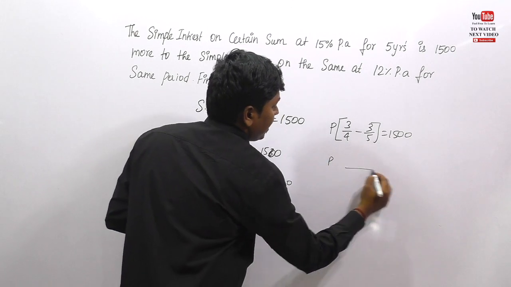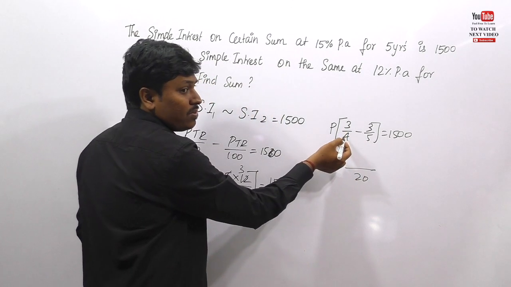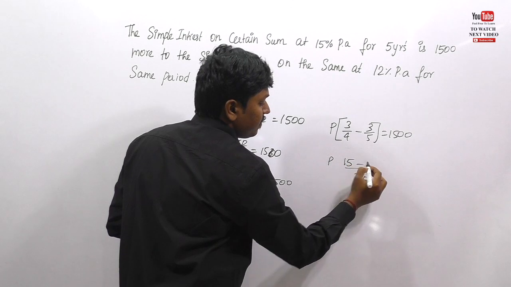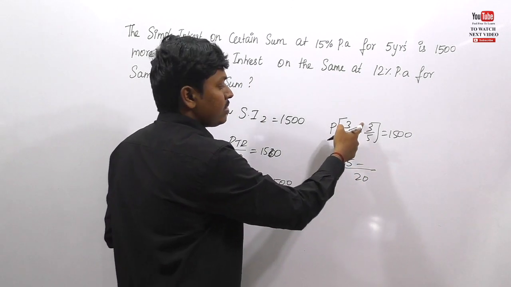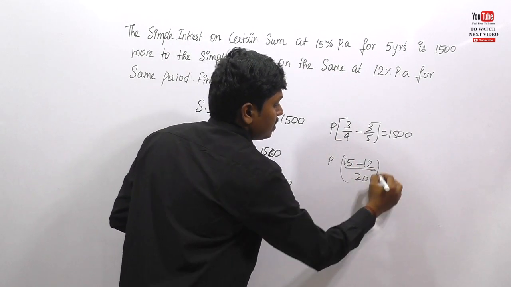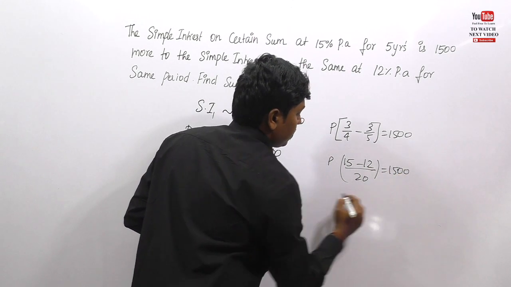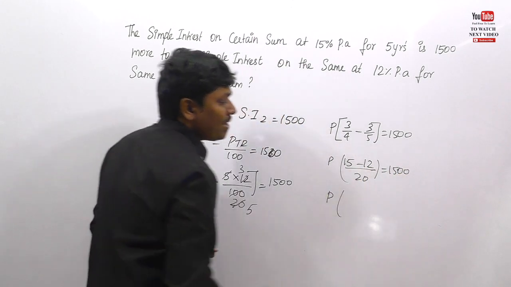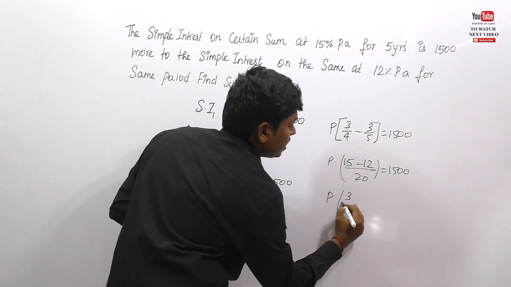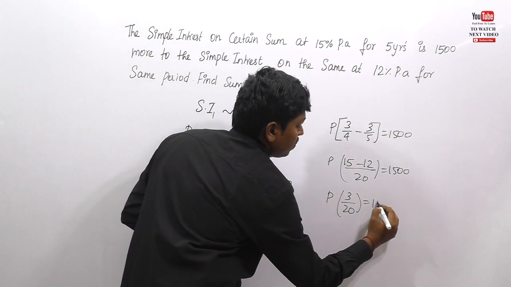So P, I think we can take LCM as 20. So 5 into 4 will be 20, 5 into 3 will be 15, and 5 into 4 will be 20, so 4 into 3 will be 12. So P is equals to 1500. So P equal to, friends, 15 minus 12 will be 3, right? So 3 divided by 20 is equals to 1500.